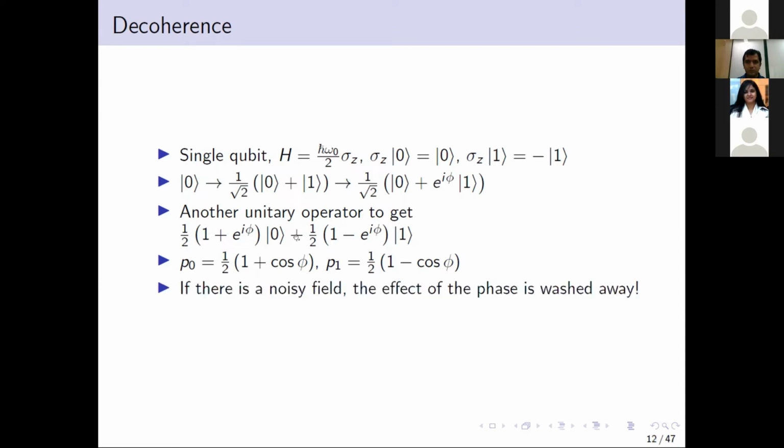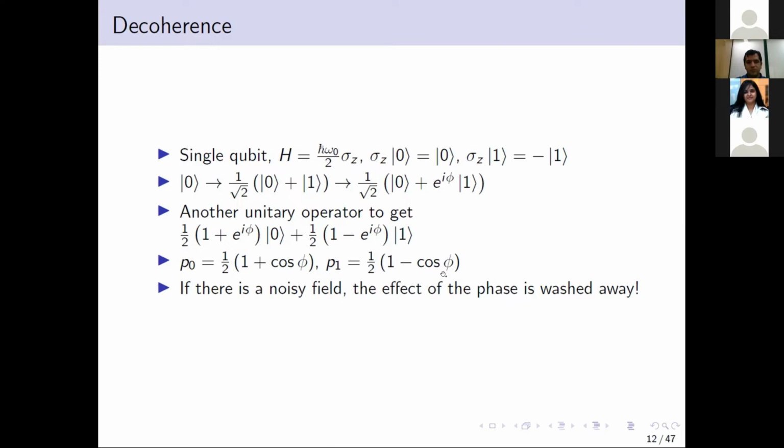But now notice that if this omega naught is not constant, if it's widely fluctuating, physically, for example, your qubit could be a magnetic spin, and the surroundings are other magnetic spins which are producing some kind of randomly fluctuating magnetic field. So this omega naught keeps on fluctuating because the magnetic field is fluctuating, and then this phase difference phi keeps on fluctuating. This cosine phi is sometimes positive, sometimes negative, on a very rapid time scale: plus, minus, plus, minus. So if you do many experimental runs and average it out, you just get that P0 is simply half and P1 is equal to half. The effect of this phi is washed away.